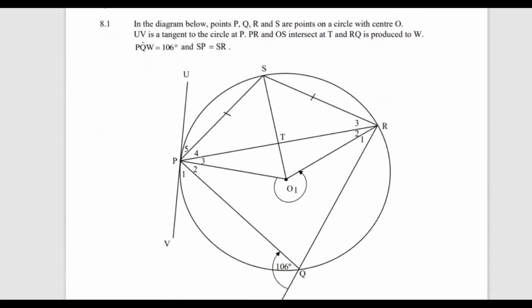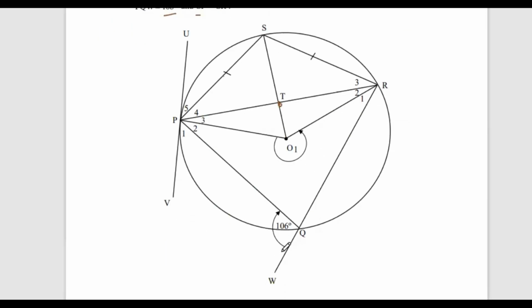Please go for it. Question 8, Euclidean questions, are telling us that in the diagram below, points P, Q, R, and S are points on a circle with center O. UV is a tangent. And PQW is 106. SP is the same as SR. This is produced to intersect at T. This is produced to create a W.